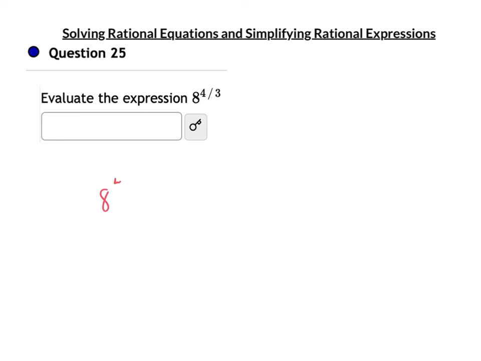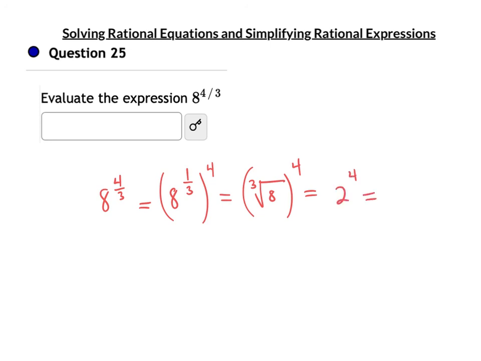8 to the 4/3 power is 8 to the 1/3 to the 4th power, which is the cube root of 8 to the 4th power. The cube root of 8 is 2 because 2 times 2 times 2, 3 times, makes 8. This is 2 to the 4th power then. And 2 to the 4th power, 2 times 2 times 2, 4 times, happens to be 16.